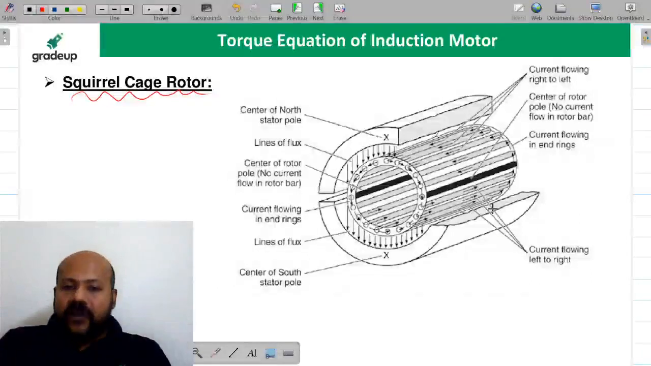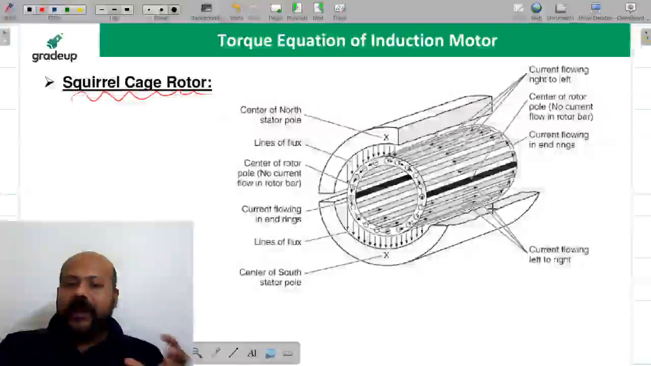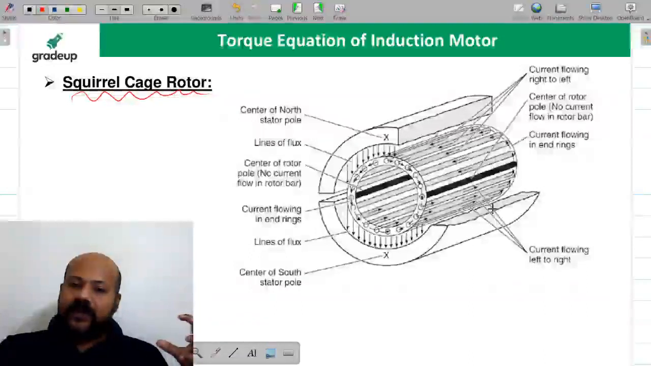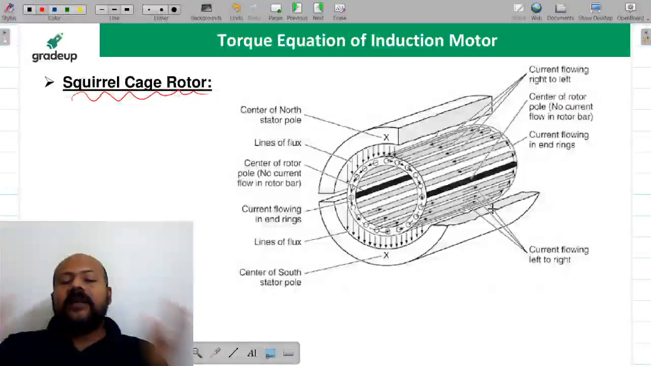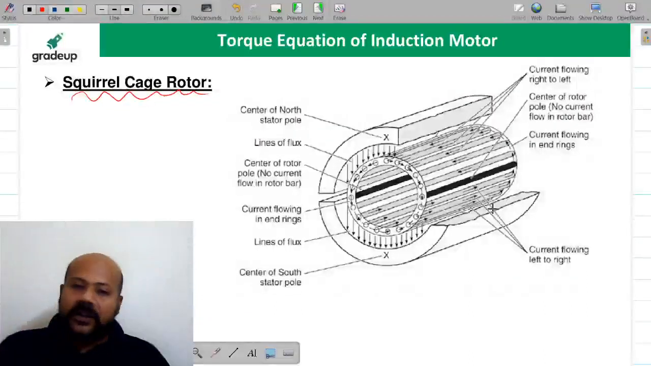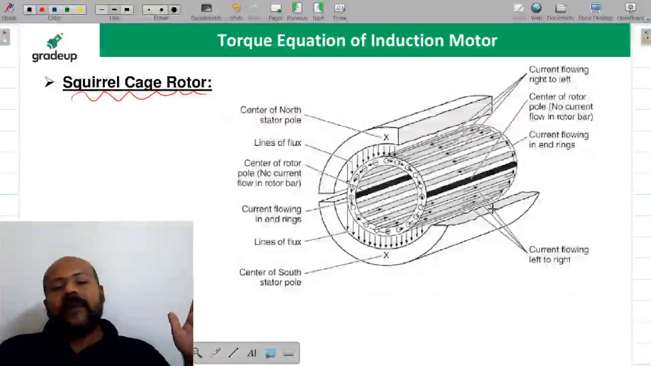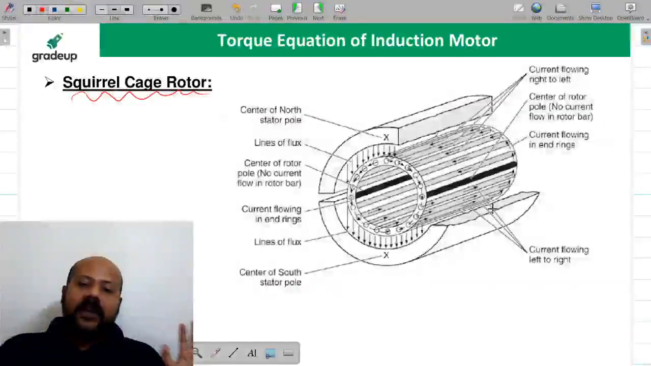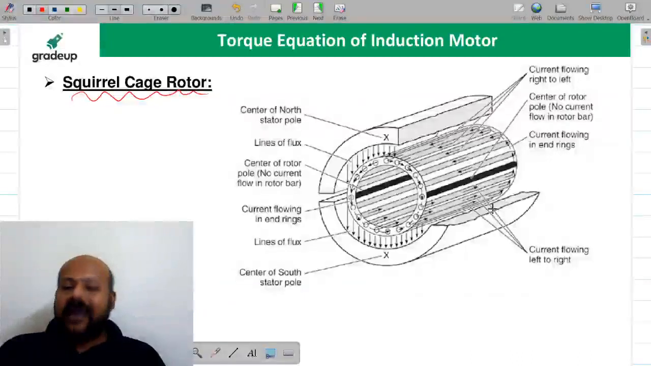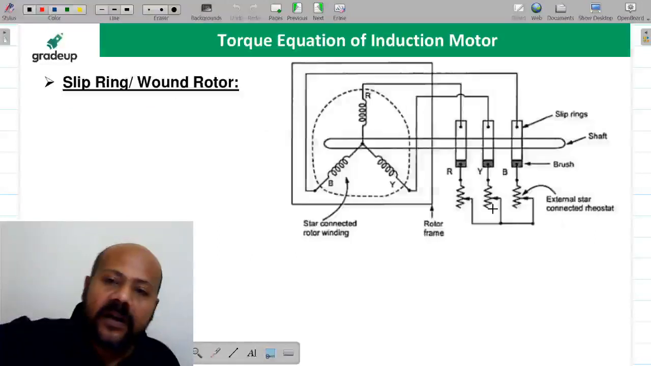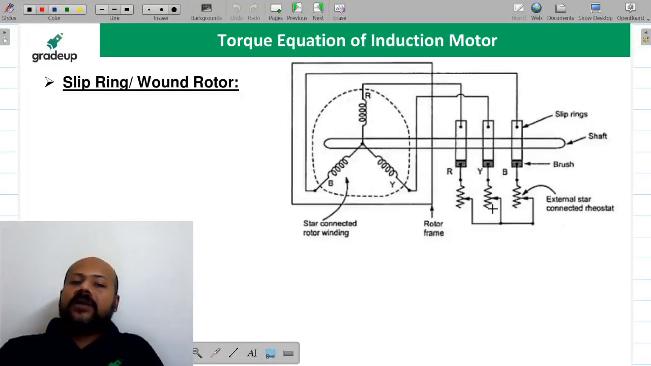Now if you see, the squirrel cage has two end rings, and there are a number of slots in which there are conducting rods, and all the conducting rods are short circuited at the ends by these end rings. In general, you can understand that it is like a cage, a squirrel cage. So this is some general idea. Now next we are going for slip ring or wound rotor induction motor.